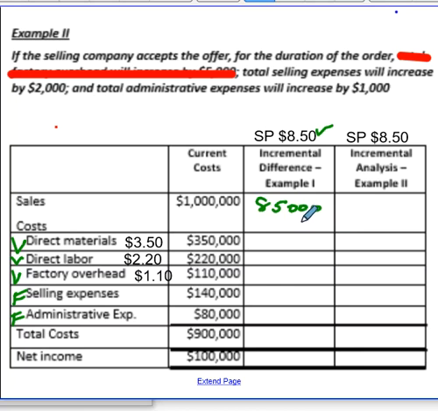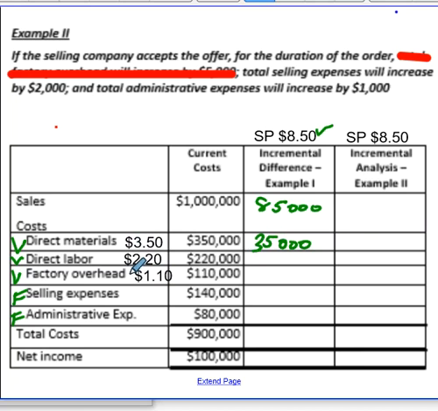Okay, however, we have to remember our cost may or may not increase depending upon how they behave. Our direct materials, which are variable, are going to increase on a variable basis, and the variable cost per unit of direct materials is $3.50. So $3.50 times 10,000 units in that incremental order means that our incremental cost would be $35,000 in direct materials.